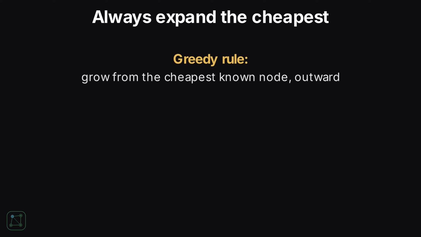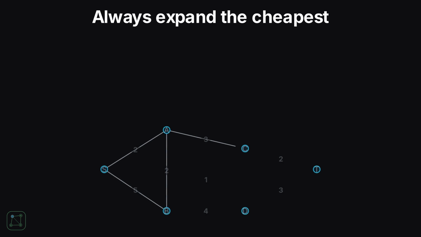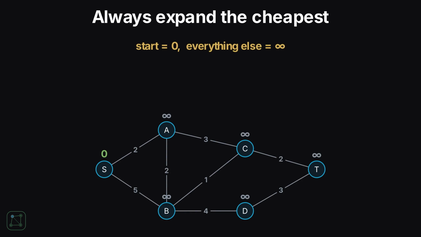Here's Dijkstra's beautifully simple idea. Always expand the node you can currently reach most cheaply. Lock that one in, look at its neighbors, and repeat, always growing from the cheapest known frontier outward. To do that, we keep a tentative distance to every node, our best guess so far of the cost to reach it. The start node is 0, naturally. Every other node begins at infinity because we haven't found any way there yet.